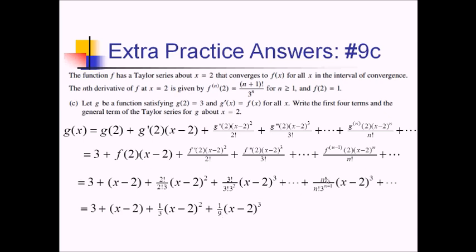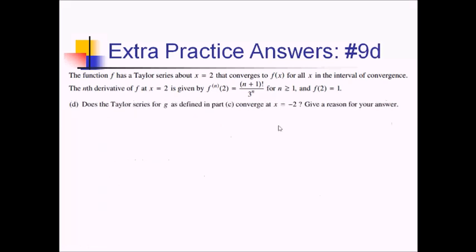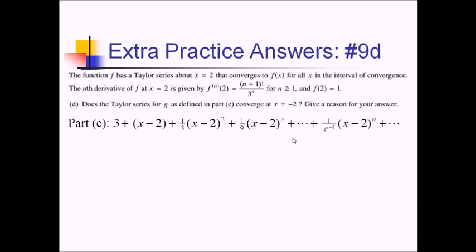Over here, for the general term, nth factorials cancel. So this is really 1 over 3 to the n minus 1, x minus 2. And this actually should be the nth power here. Let me fix that. There we go. That's a little bit better. So yeah, this is then going to be 1 over 3 to the n minus 1, x minus 2 to the nth power. For this last problem part, they want to know if the series for g that we did in part C, and here it is again for our reference, converges at x equals negative 2. And then give a reason for the answer.